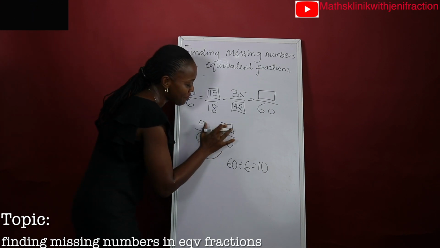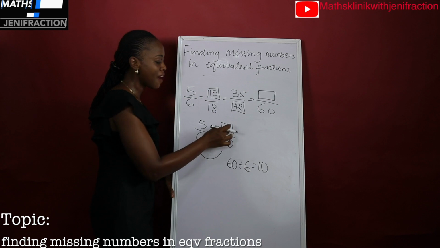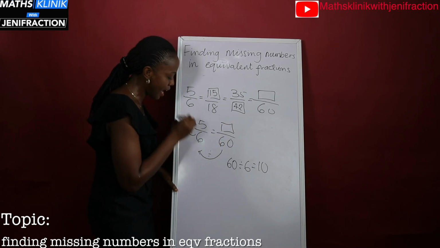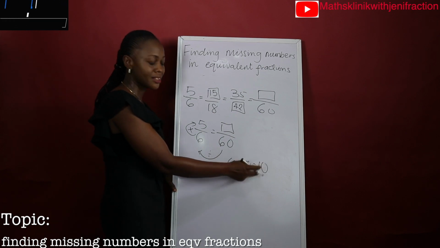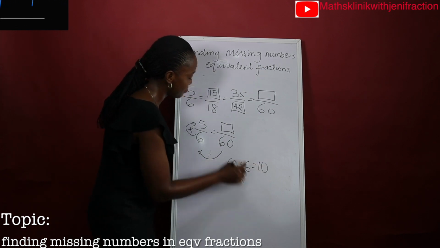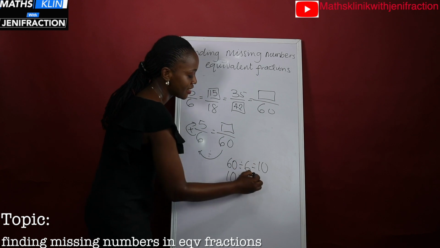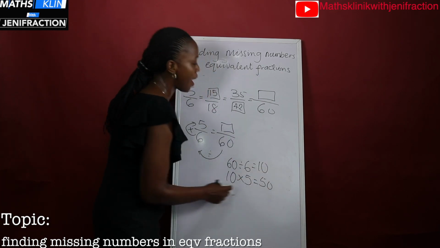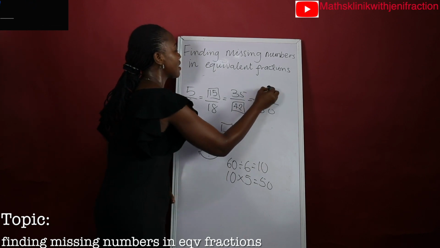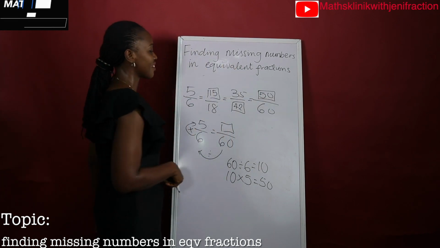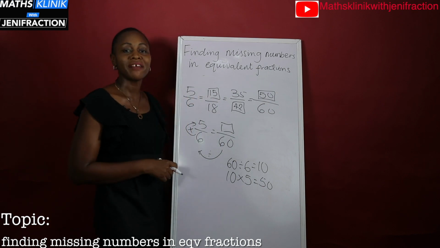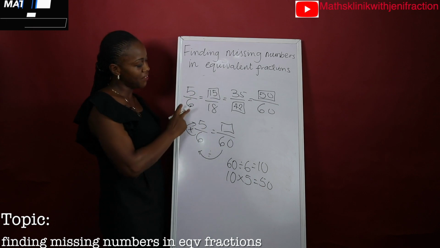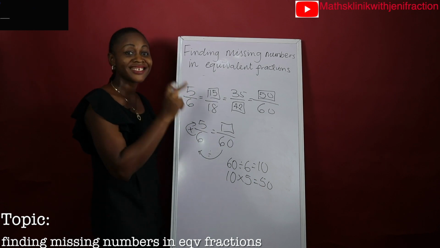No, that's not my final answer. After division, the next step is multiply. So I'll say this 10 times 5. 10 times 5 is 50. So our missing number here is 50. Now let's check. 50 divided by 5 is what? 10. And 60 divided by 6 is 10.